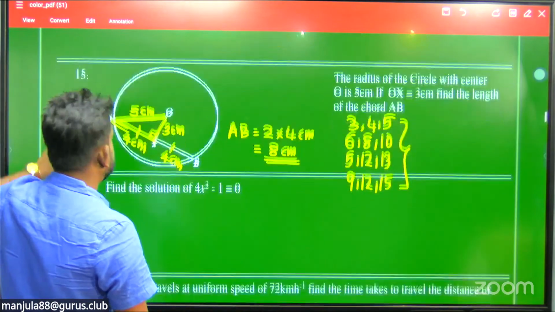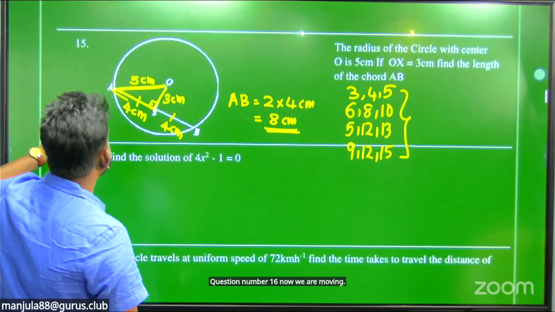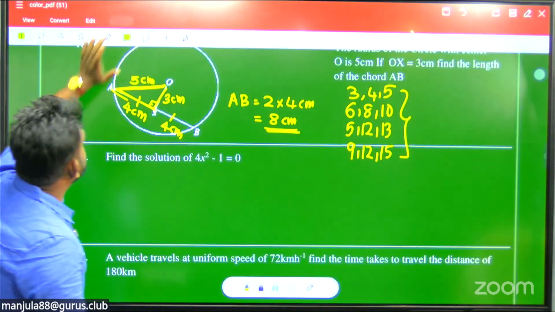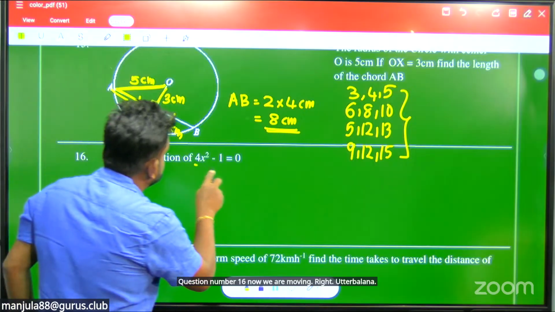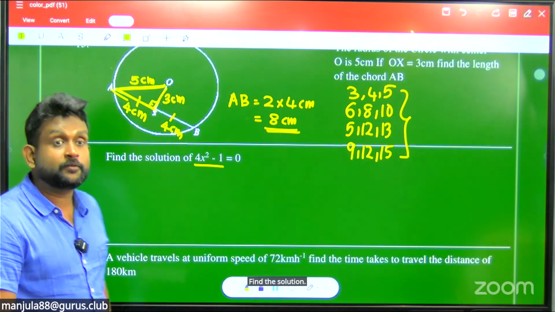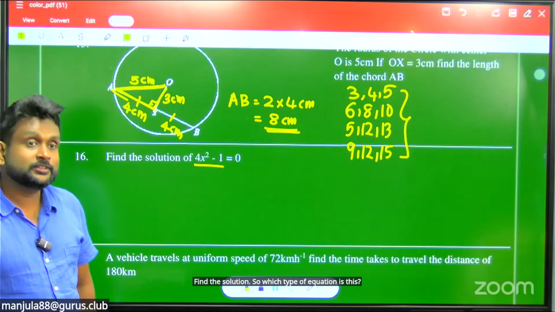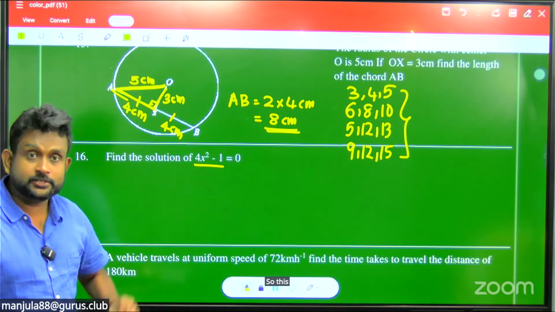Question number 16, now we are moving. Right, find the solution. So which type of equation is this? So this is a quadratic equation.